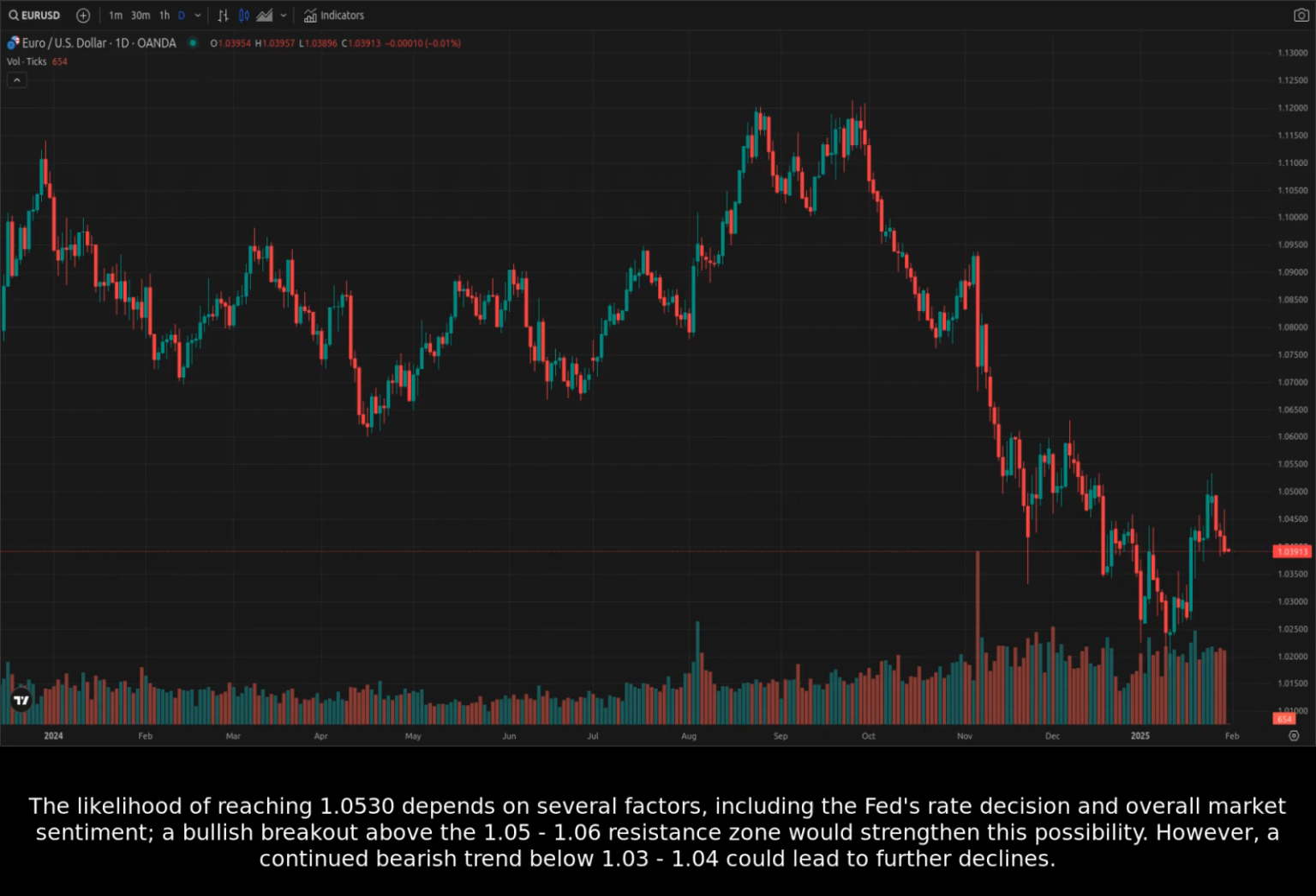The likelihood of reaching 1.0530 depends on several factors, including the Fed's rate decision and overall market sentiment. A bullish breakout above the 1.05 to 1.06 resistance zone would strengthen this possibility. However, a continued bearish trend below 1.03 to 1.04 could lead to further declines.